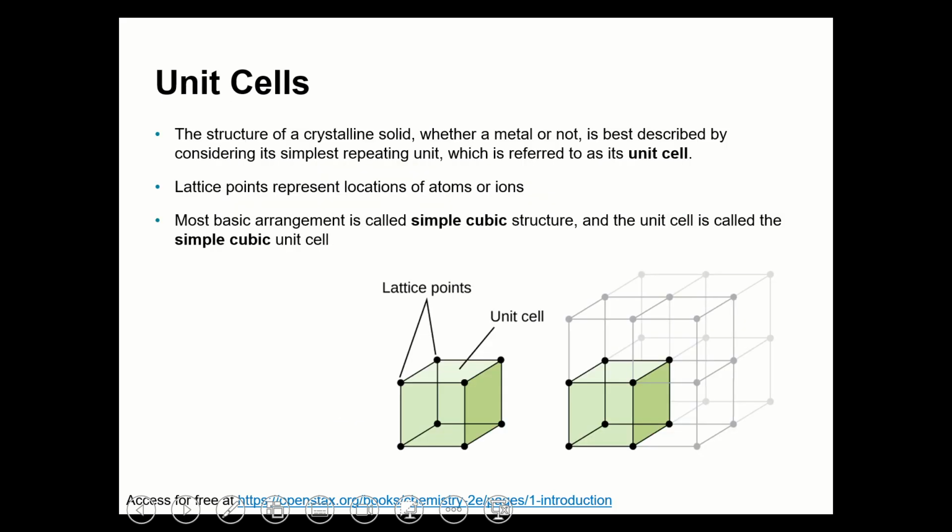So majority of this topic, we're going to focus on our unit cells. So within a crystalline solid, whether it's a metal or not, you're going to find these repeating units, which we call unit cells. And the lattice points are going to represent locations of atoms or ions within this unit cell. Now, the simplest unit cell that we'll talk about is what we call the simple cubic structure. And so we call it the simple cubic unit cell.